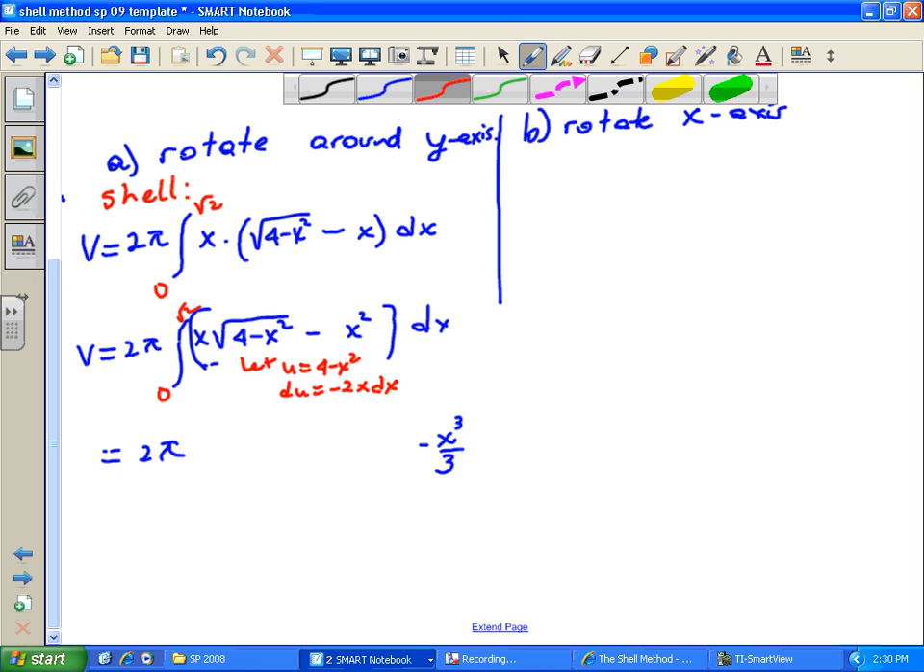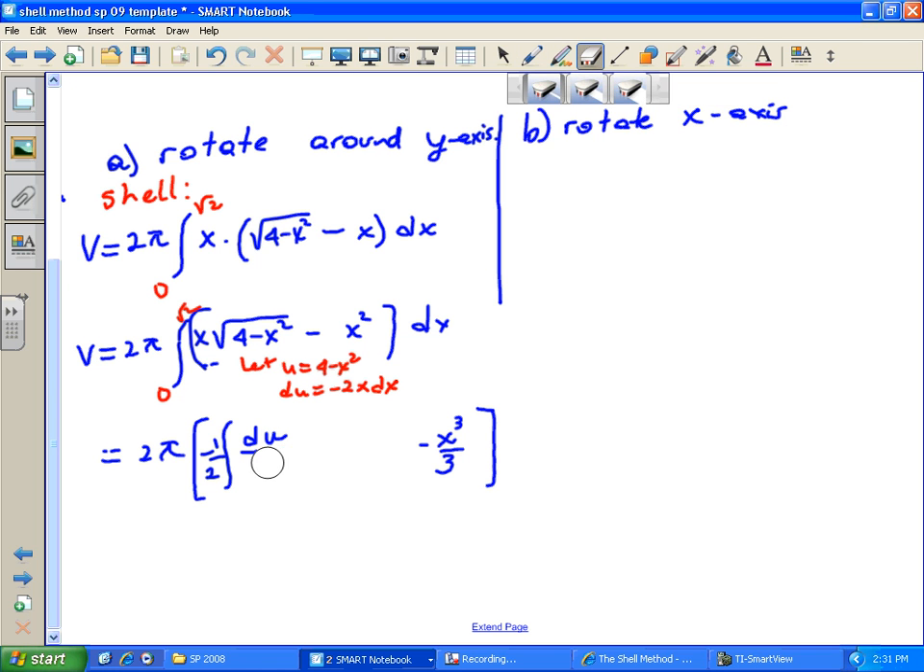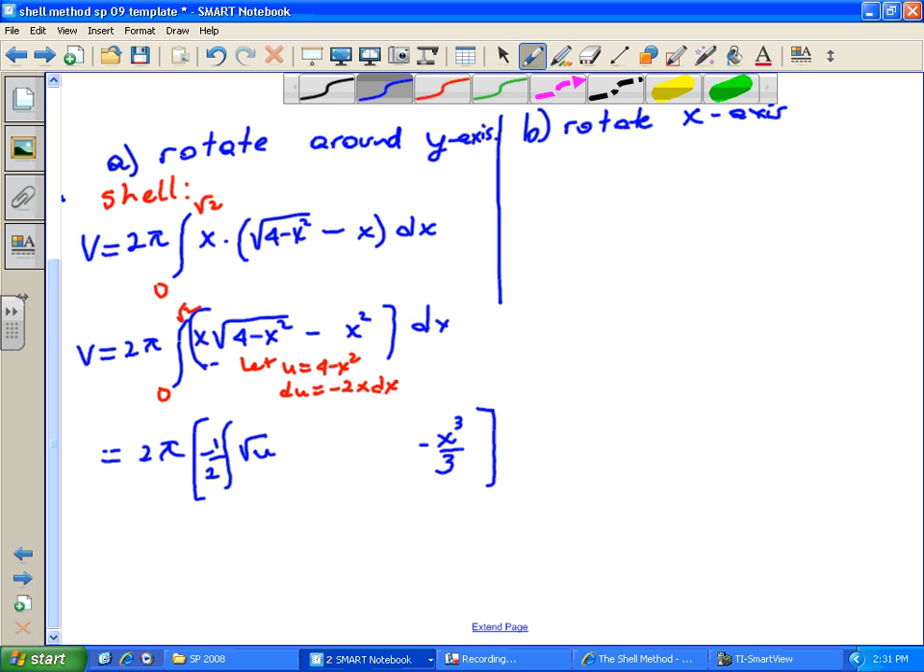And our integral becomes the integral of, all right, x dx will be replaced by negative du over 2. And I also have a square root of u in there. So basically, I should be integrating square root of u du. The other part, I've already integrated it, so I don't have to worry about that.